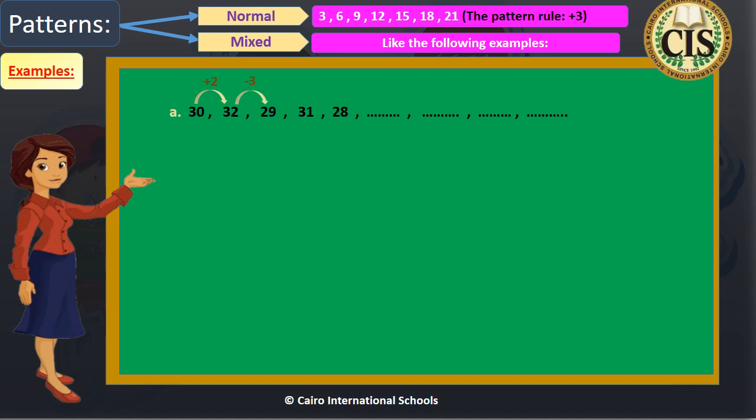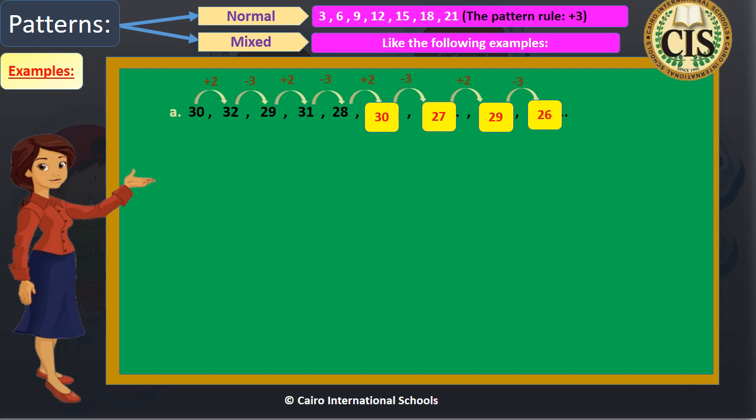Then the next one. We add 2. 29 plus 2 equals 31. 31 minus 3 equals 28. 28 plus 2 equals 30. 30 minus 3 equals 27. 27 plus 2 equals 29. 29 minus 3 equals 26.